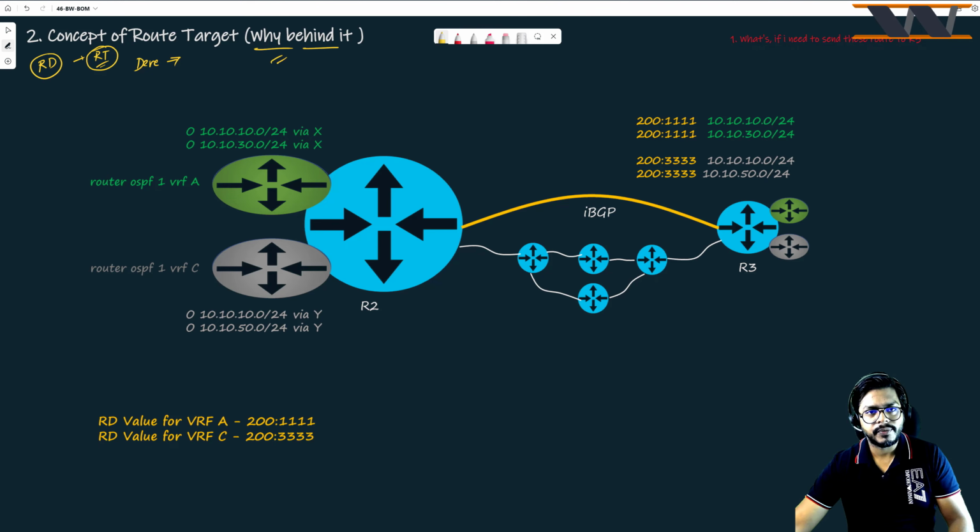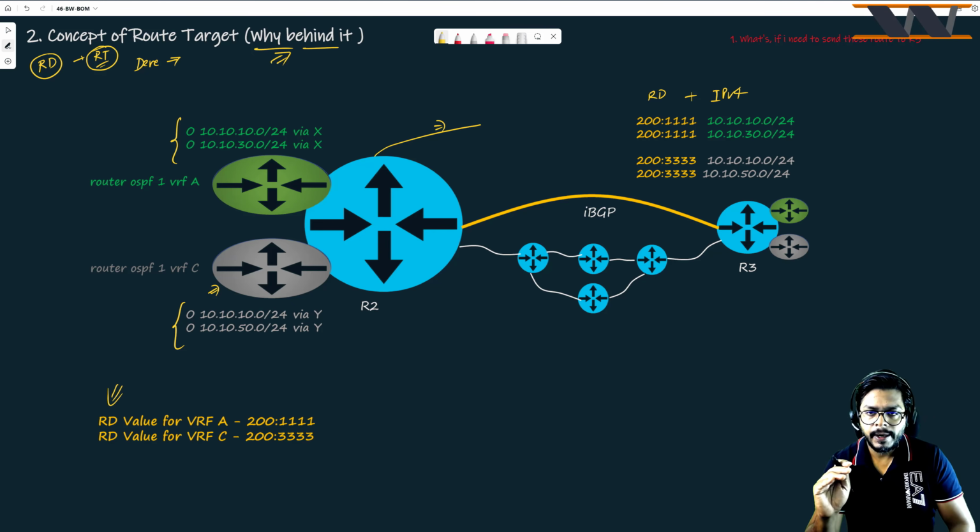Because this is our mantra of learning anything. Same topology, everything is same. We have one set of routes in the green VRF and another set of routes in the gray VRF right here. We are pretty comfortable with this RD value. When BGP advertises this into IBGP, that is where we are attaching these RD values. So we have the RD value plus the IPv4 route. We are not mentioning anything with respect to RT.